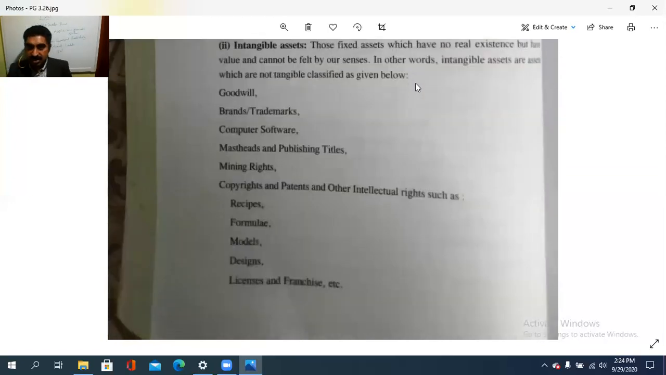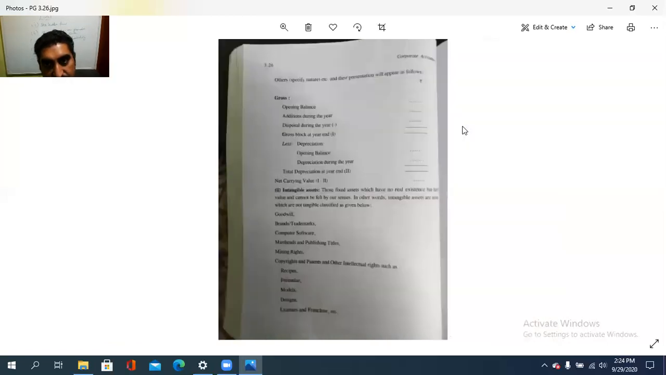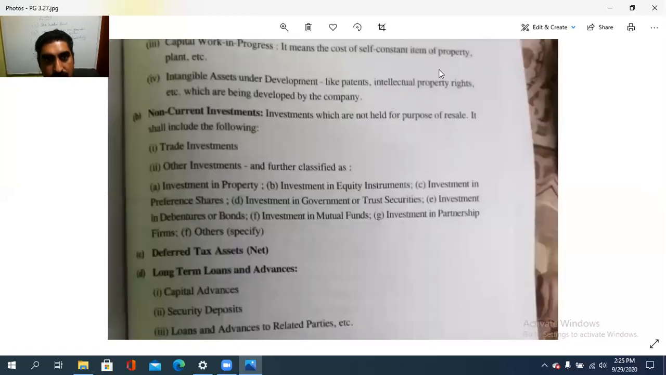Then intangible asset, okay, like goodwill, brand or trademarks, copyright, patents. So I'm not going into detail on that one. Tangible, intangible. I'm going to assets, fixed asset. Okay. Then non-current investment, isn't it? Investments which are not held for the purpose of resale. It shall include trade investment, other investment, then investment in property, investment in equity instruments, investment in preference share, investment in government or trust security, investment in debentures or bonds, investment in mutual funds, investment in partnership firms, etc. like that. That is the non-current investment.